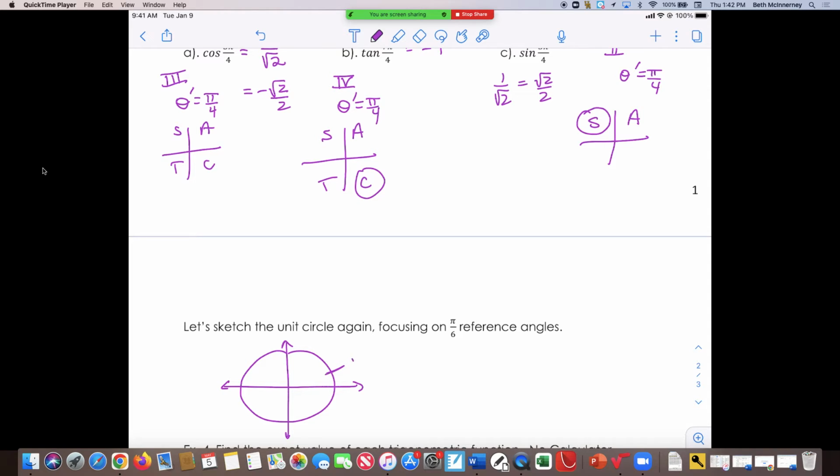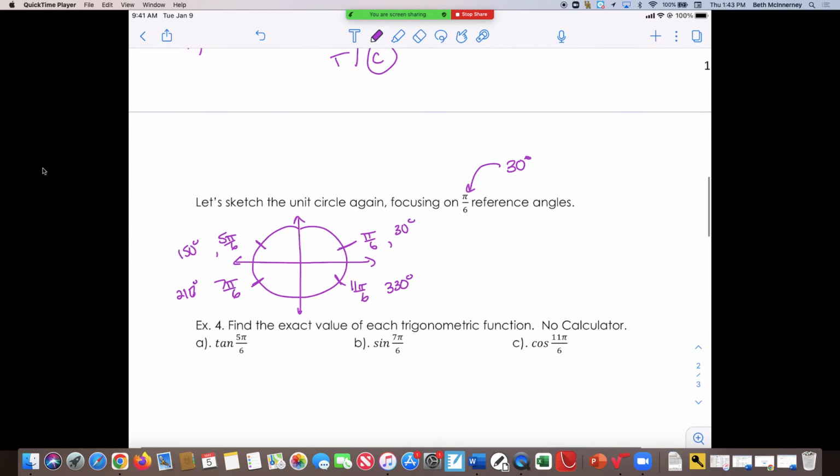My pi over 6s are pi over 6, 5 pi over 6, 7 pi over 6, and 11 pi over 6. In degrees, that's 30, 150, 210, 330. Pi over 6, remember, and we echoed this around the room, pi over 6 is 30 degrees. And so I'm 30 degrees away from the x-axis.